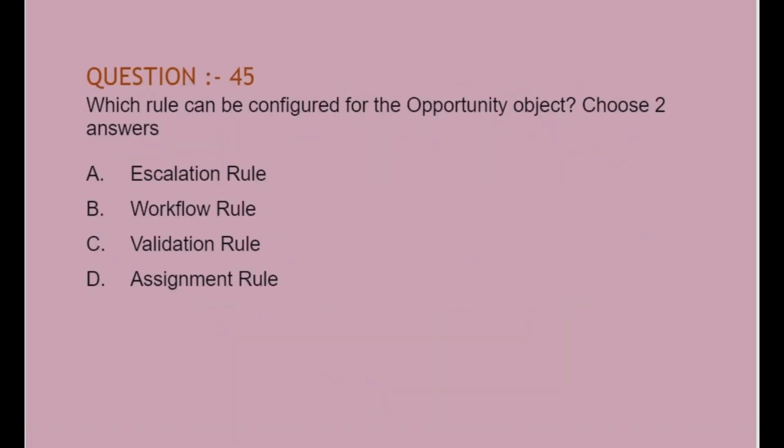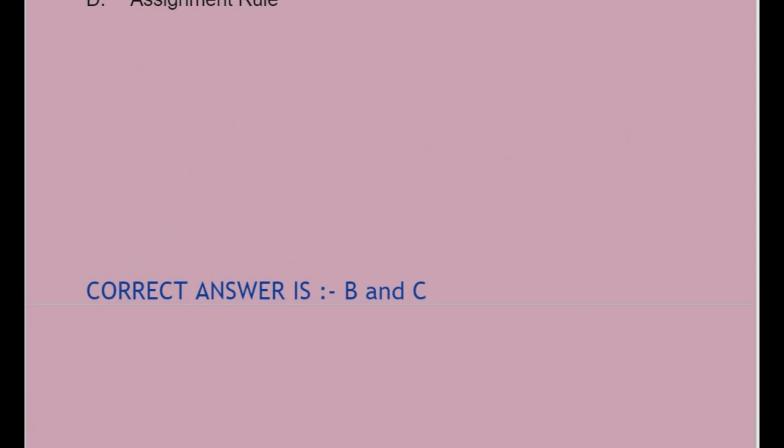Question is which rule can be configured for the opportunity object? Choose two options. Option A, escalation rule. Option B, workflow rule. Option C, validation rule. Option D, assignment rule. Correct answer is option B and option C.